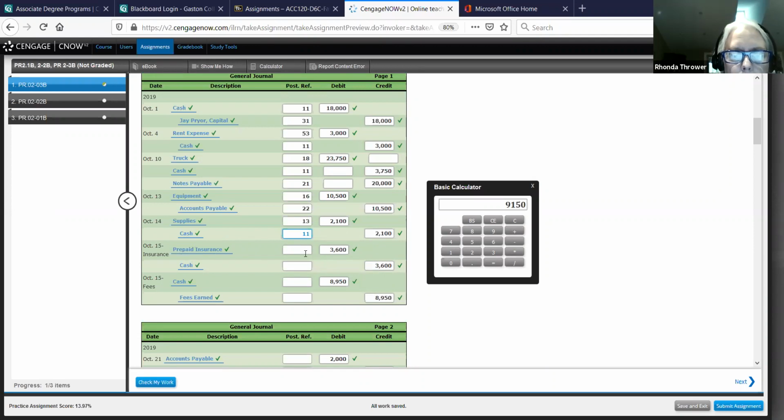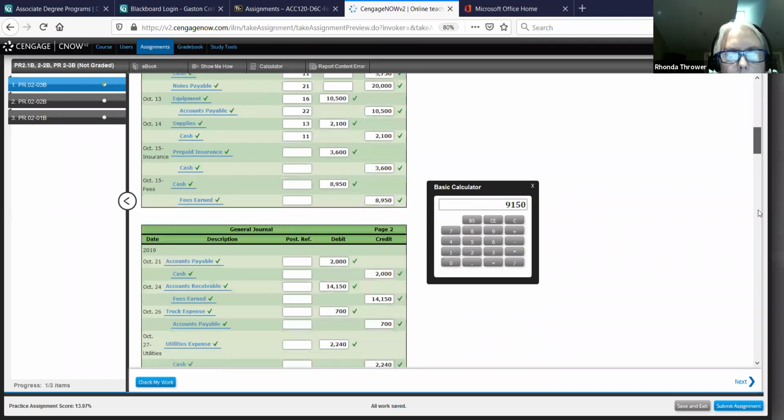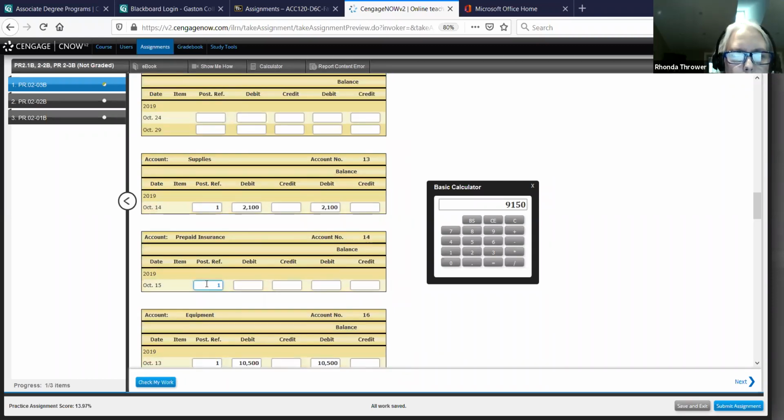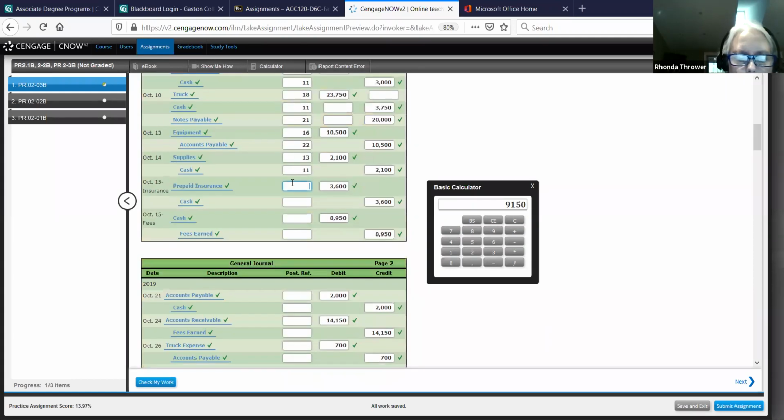Moving to the next one, prepaid insurance is debited for $3,600. Journal page 1 goes in the post reference. $3,600 is our debit. Because prepaid insurance is an asset account, it's going to have a debit balance of $3,600. And we're going to pick up the account number 14 and put it in our journal.